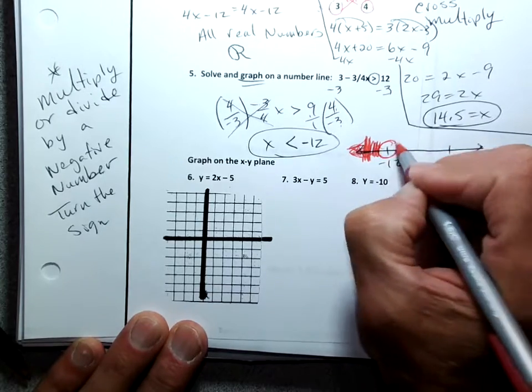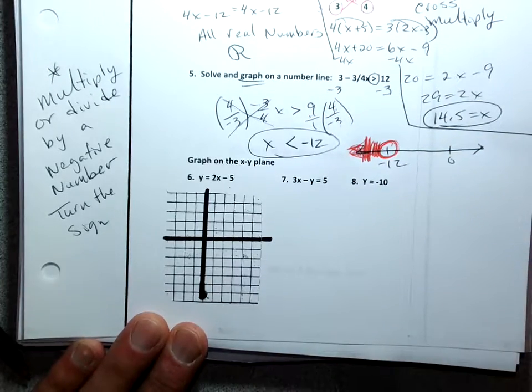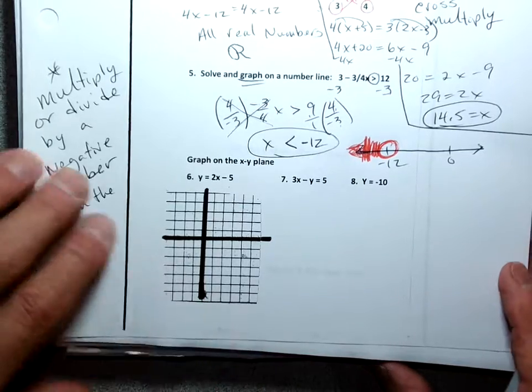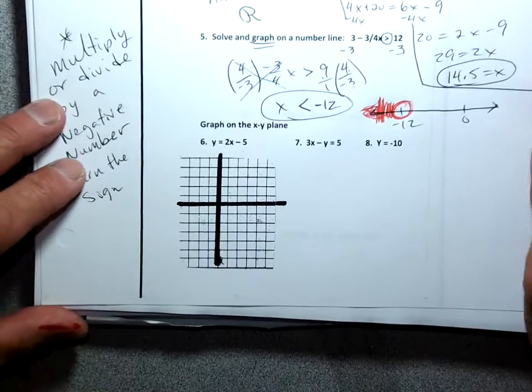You guys can do this. I know you can. So the first 5, pretty easy? Okay. All right. Let's graph. Now number 6.